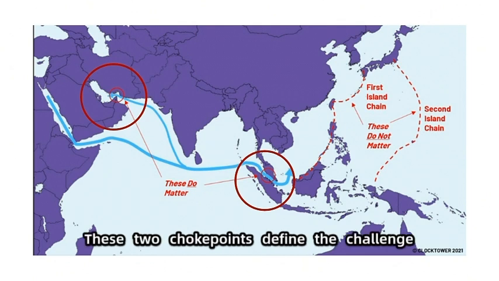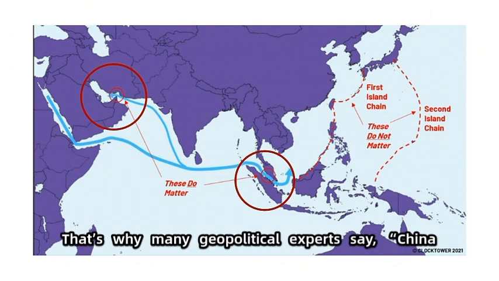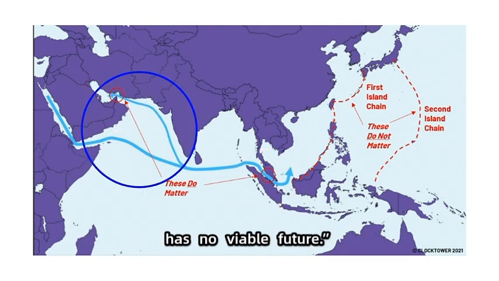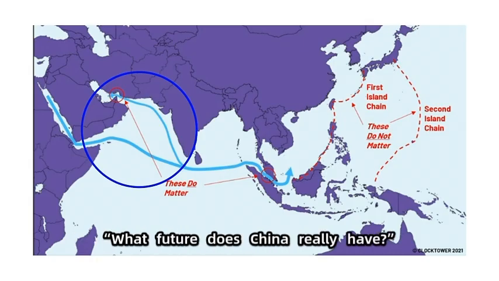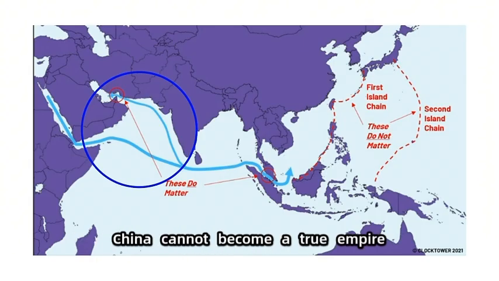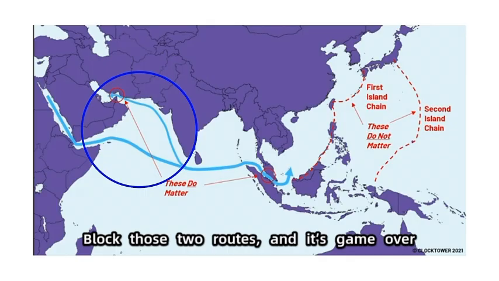These two choke points define the challenge. That's why many geopolitical experts say China has no viable future. People like Peter Zeihan go as far as to ask, what future does China really have? China cannot become a true empire. Block those two routes and it's game over.